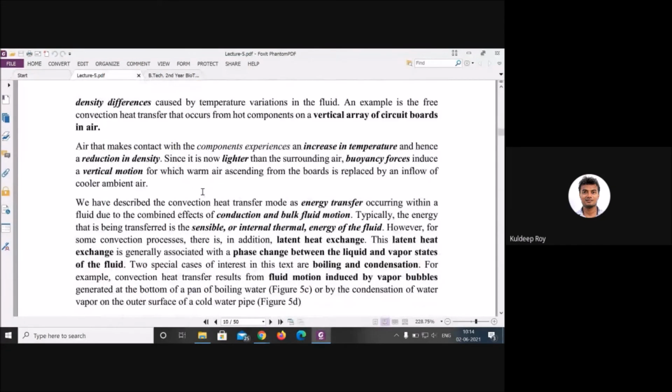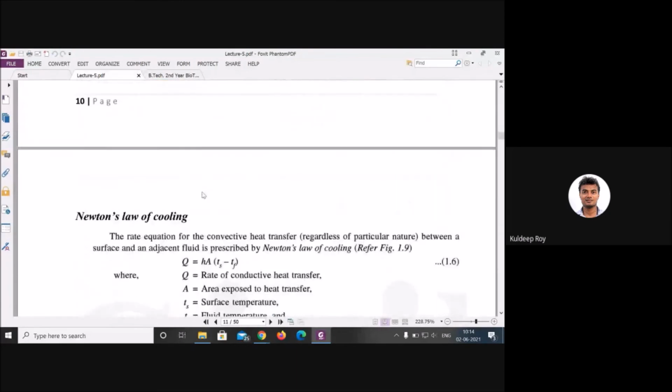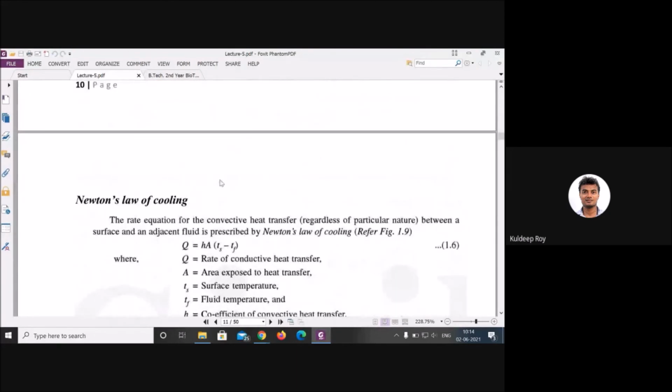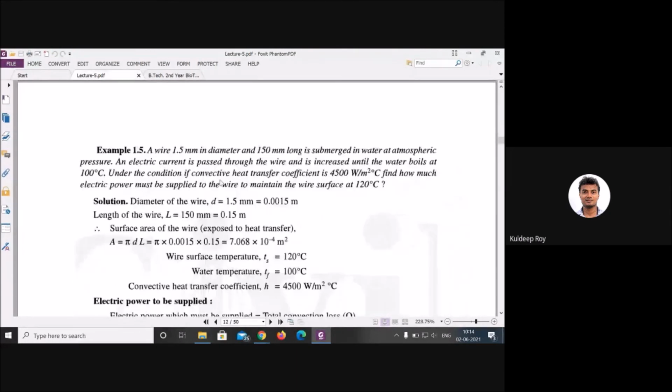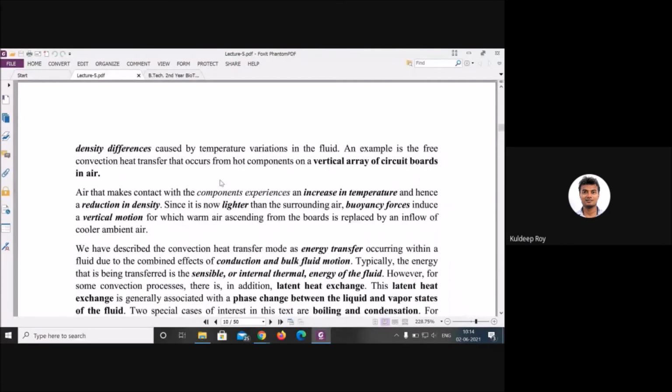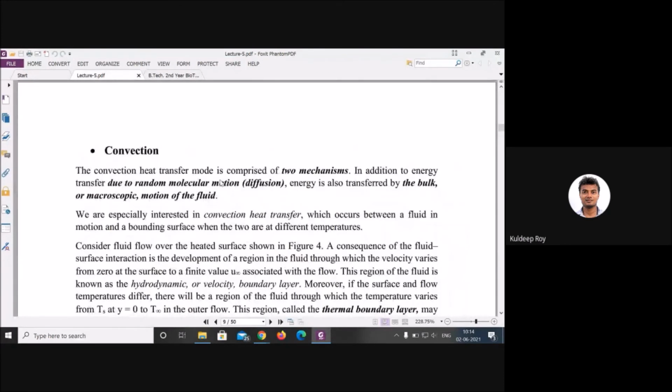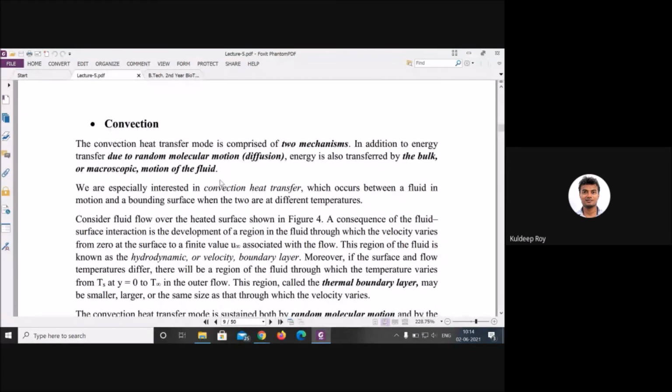Now the convection topic is very large, but we will try to finish it. What is the meaning of convection? The convection heat transfer mode comprises two mechanisms. One is random molecular motion, or diffusion, and the other is that energy is also transferred by the bulk motion of the fluid.